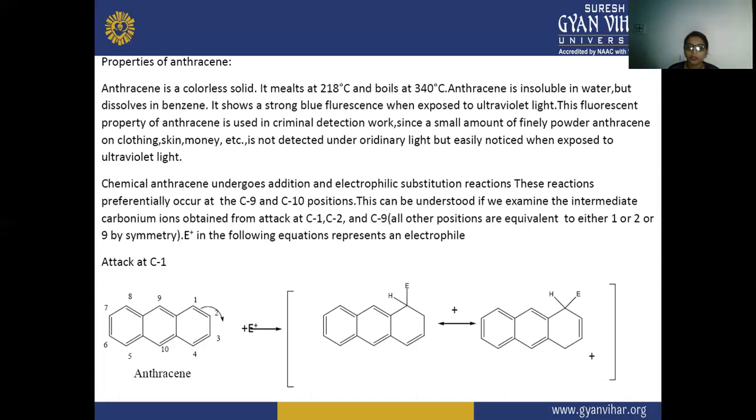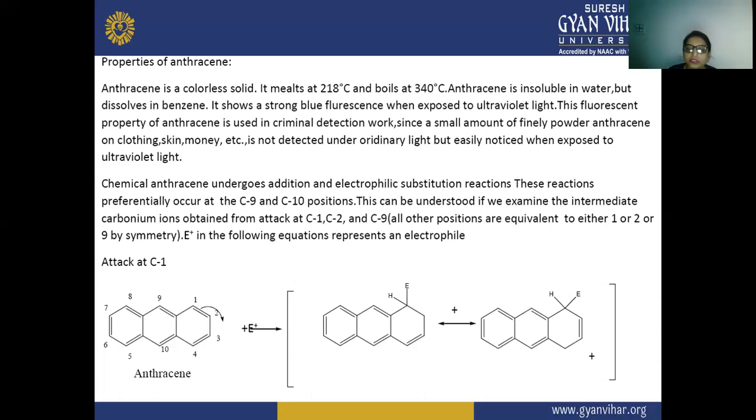The intermediate carbonium ion is formed by the attack of the electrophile on the position C1, C2, or C9. All of the other positions on this anthracene are equivalent to the first and the second position. Symmetrically, if we look at the structure, these other positions are equivalent to the 1 and 2 position and the 9.